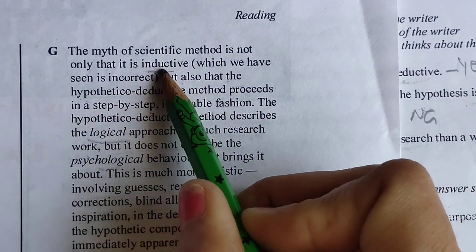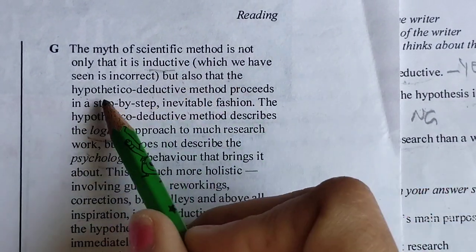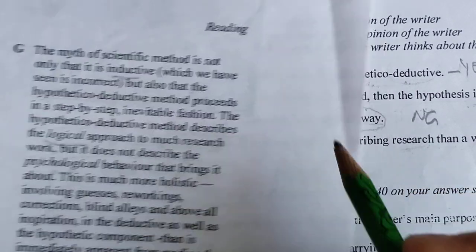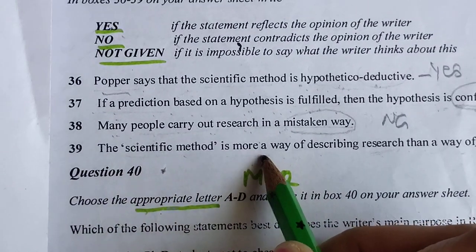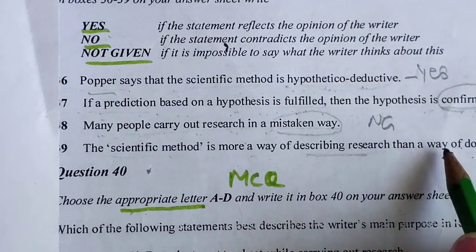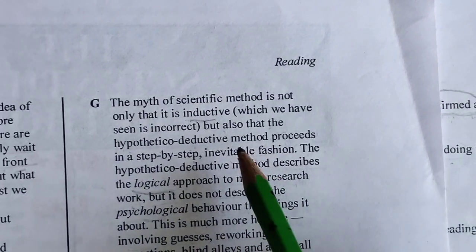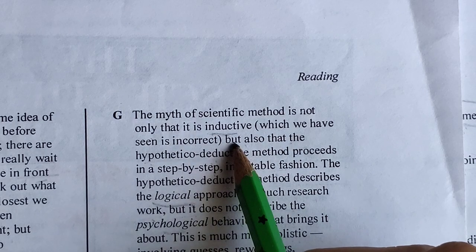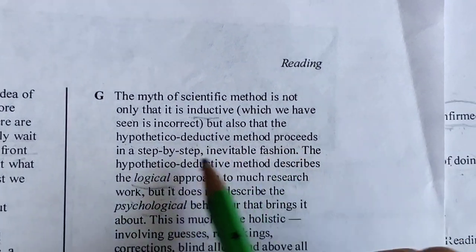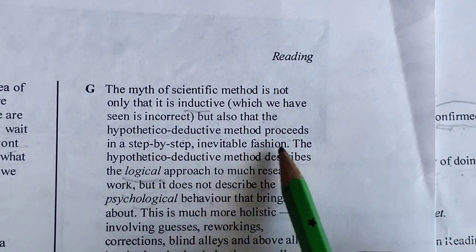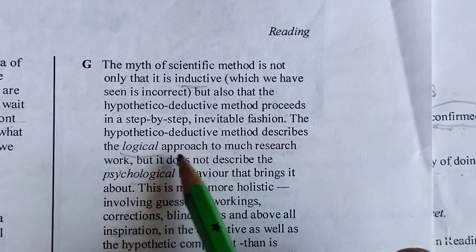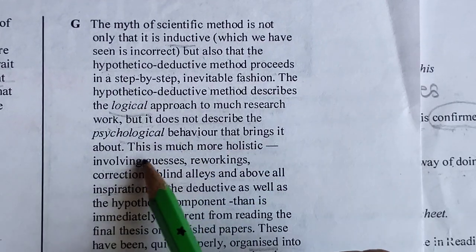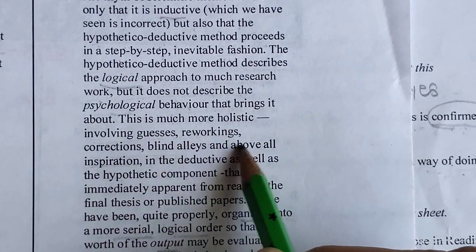It is not only that it is inductive, but also the method which proceeds in a step-by-step inevitable fashion. Scientific method is more a way of describing research than a way of doing it. Describing what we have seen is incorrect. Not only but also that the hypothetico-deductive method proceeds in a step-by-step inevitable fashion. The method describes the logical approach, but it does not describe the psychological behavior that brings it about. This is much more holistic, involves guessing and all.